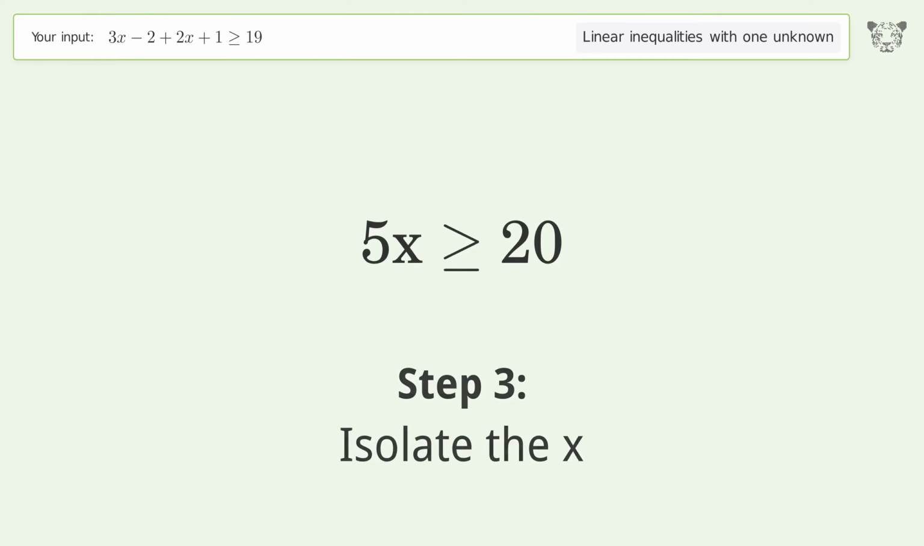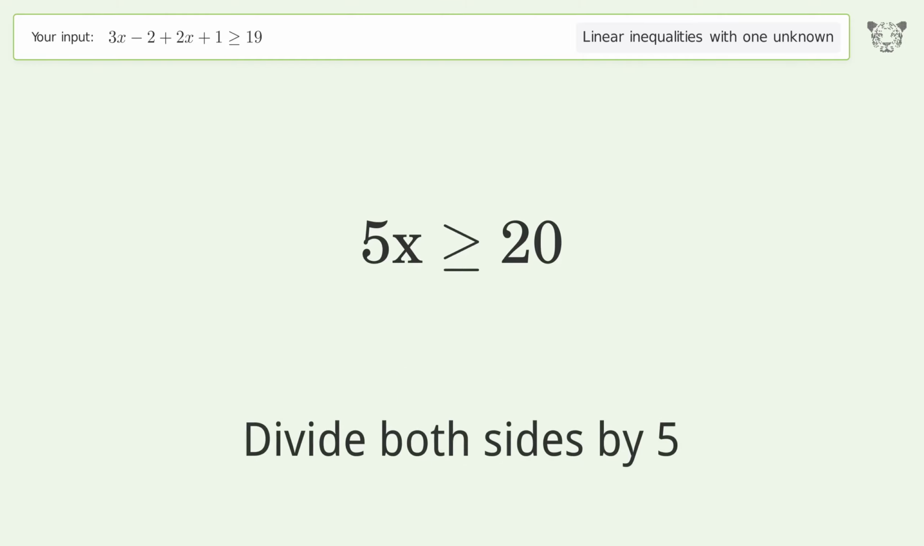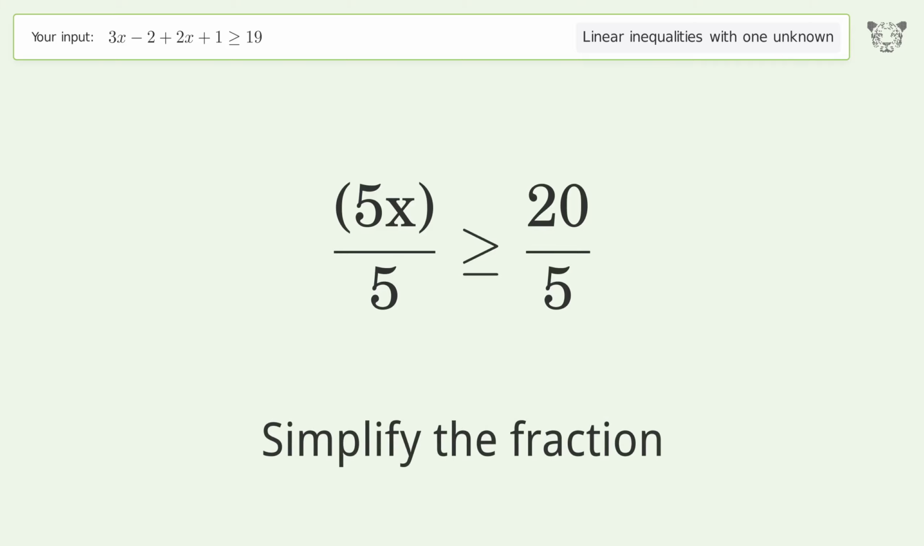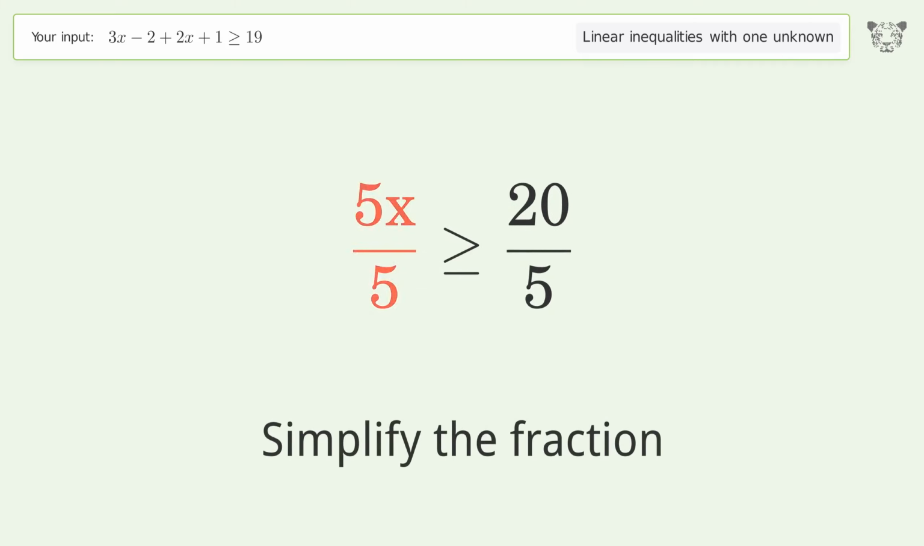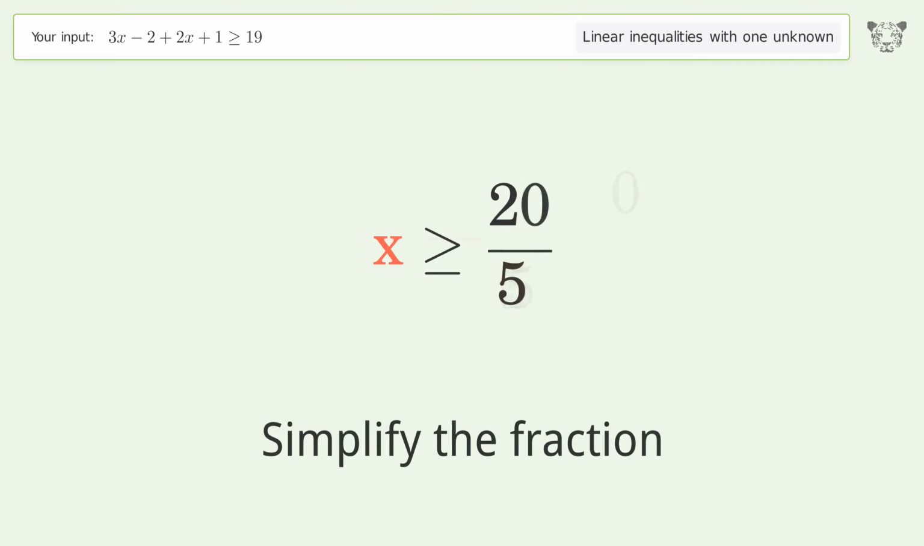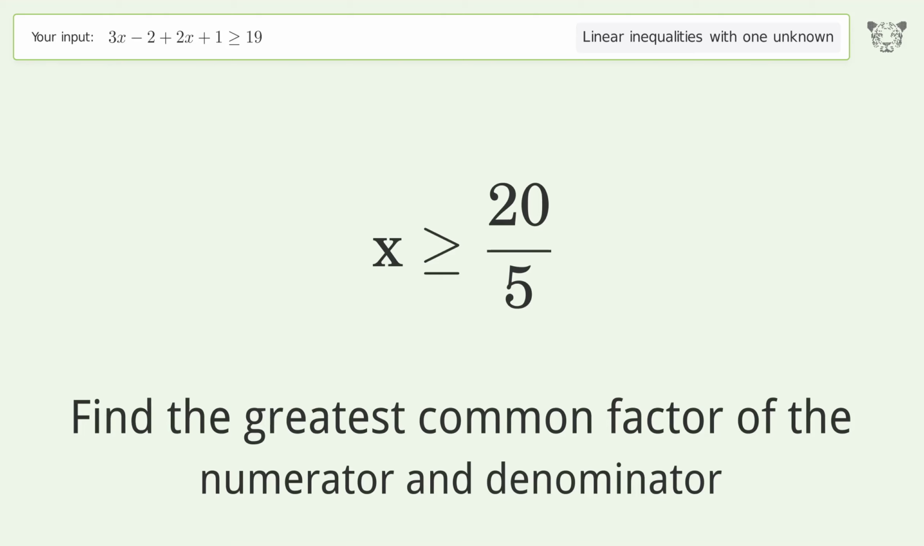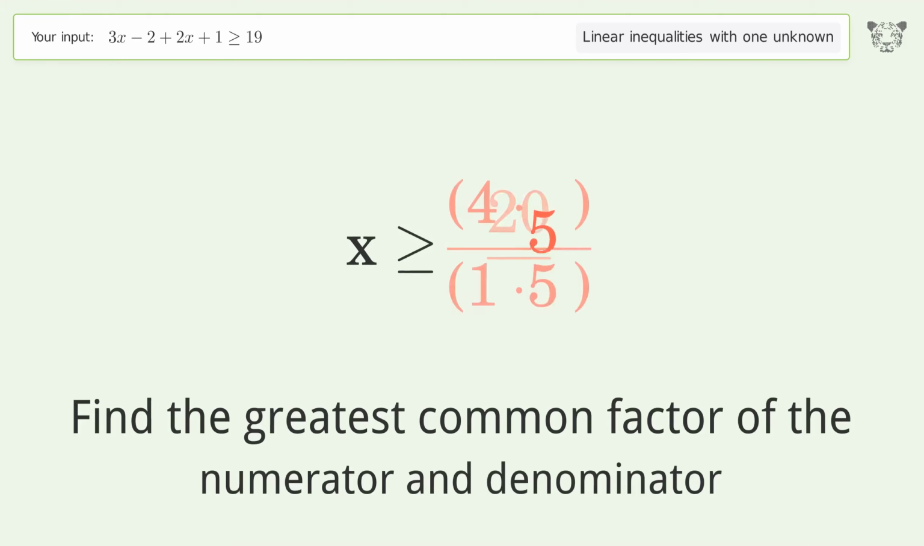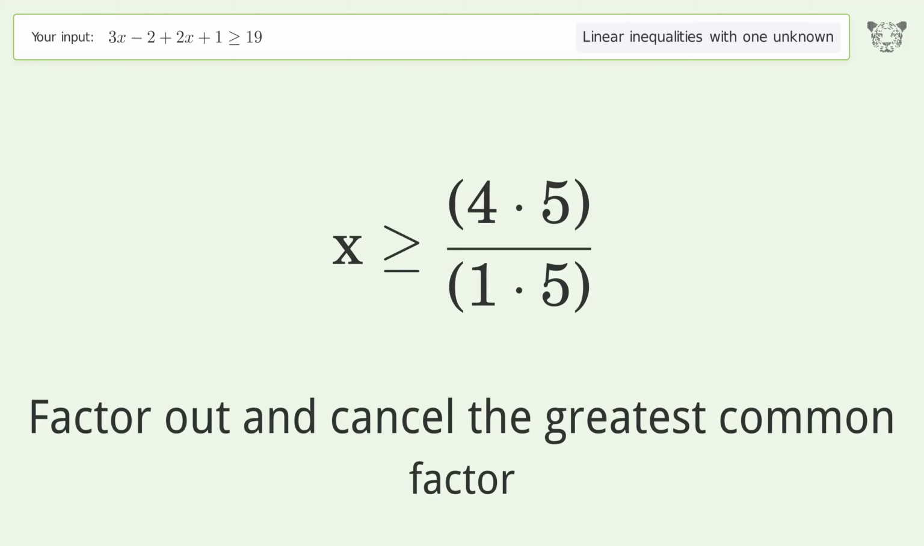Isolate the x. Divide both sides by 5. Simplify the fraction. Find the greatest common factor of the numerator and denominator. Factor out and cancel the greatest common factor.